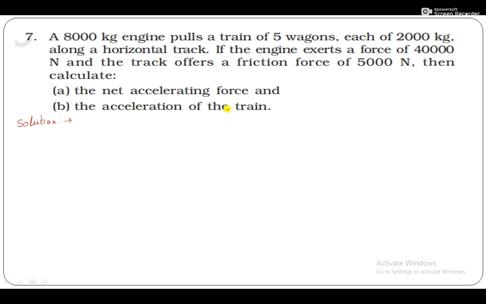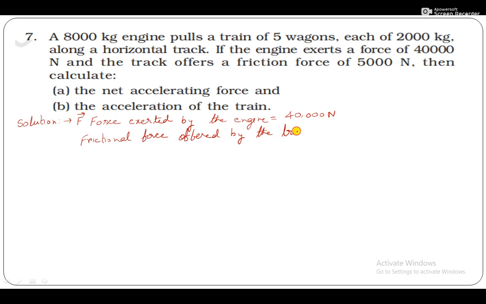First, the force exerted by the engine. It is given that the force exerted by the engine is equal to 40,000 Newton. Let us represent it by F. Suppose this force F exerted by the engine is 40,000 Newton, and the frictional force offered by the track, let us represent it by F friction, is equal to 5,000 Newton.